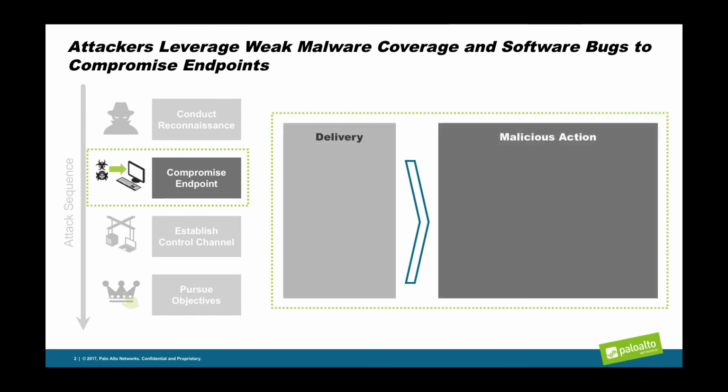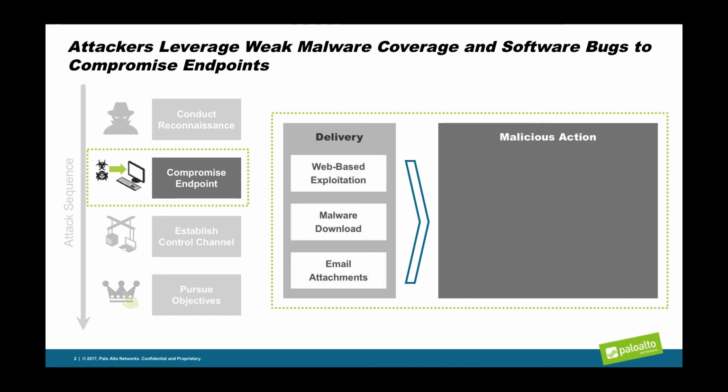There's essentially two phases or two steps in compromising an endpoint. First, the attacker must deliver a malicious agent to the endpoint, then carry out one or more malicious actions to compromise the endpoint. And attackers have many options for how they carry out these two steps. They can deliver their malicious agent using web-based exploitation, where the attacker delivers an exploit like a weaponized data file or a data stream through a malicious or compromised website.